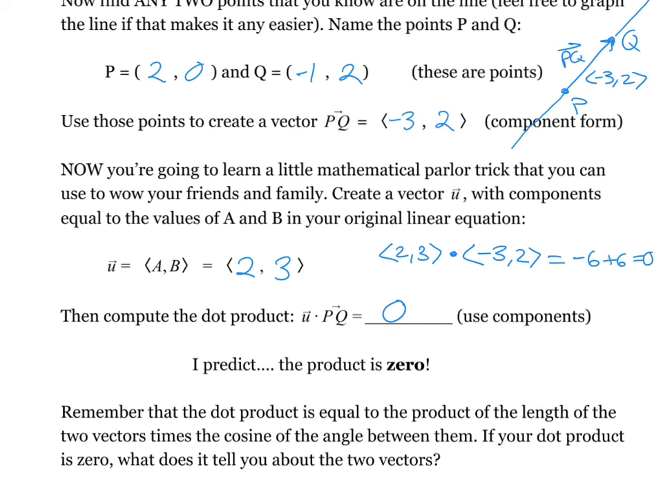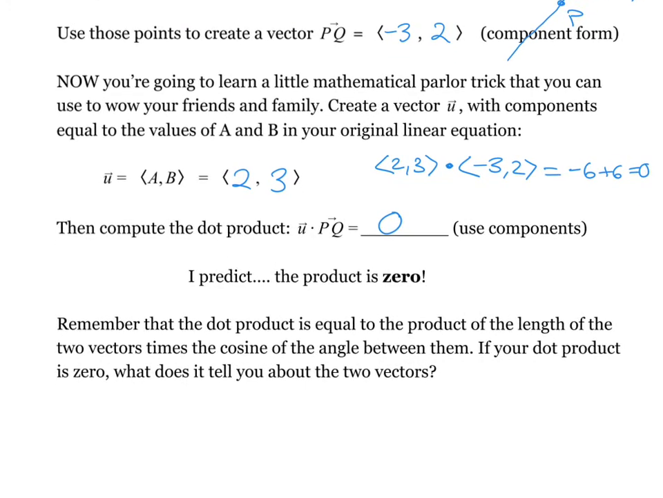That's what this is actually trying to say. Because remember, PQ is a vector that's parallel to the line. And by taking this dot product and getting 0, I know that this vector that's parallel to the line is perpendicular to this vector that I created from the coefficients. And that is a cool and powerful idea.